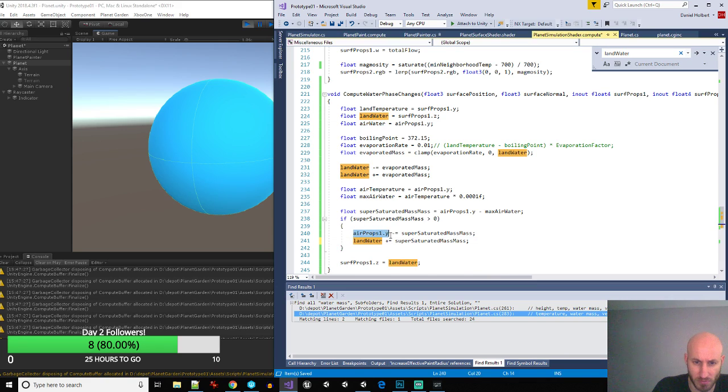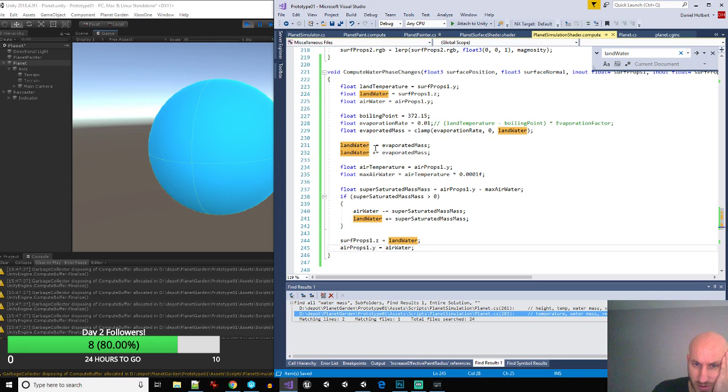So I'm just going to do some cleanup here. Land water, and air props 1.y equals air water. Okay, so let's make this even simpler. Let's say that the evaporated mass equals 0.01.